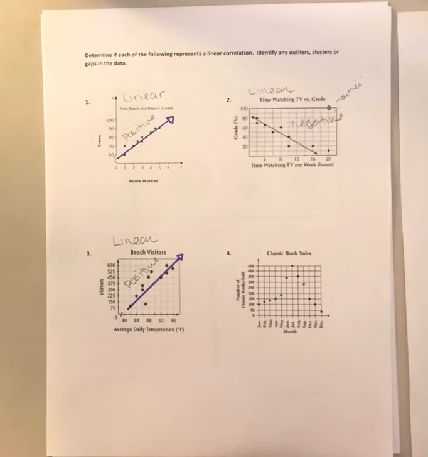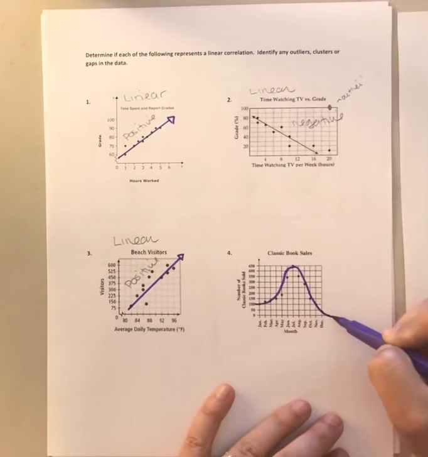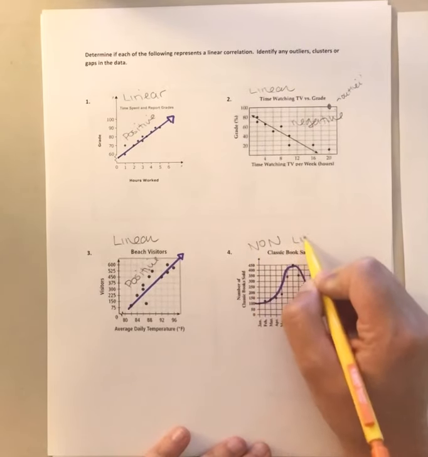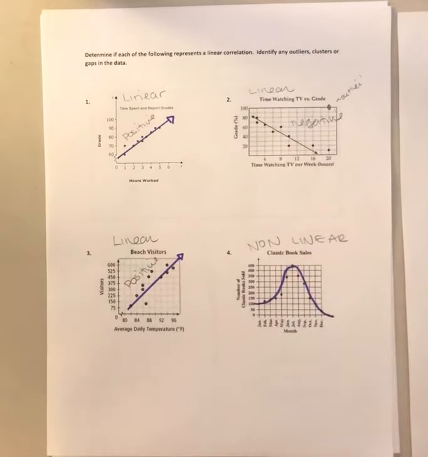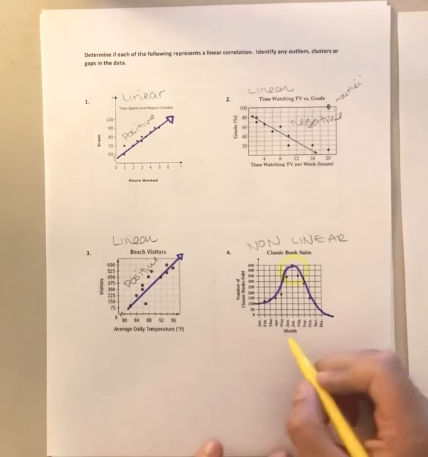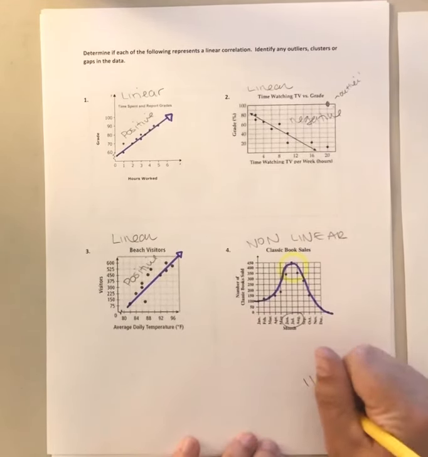Finally, number 4, I definitely see a trend, right? It's doing this, but then it goes back down. So this is definitely not linear. And even though I don't really think there's any outliers, we probably should notice this interesting little bump right here. This happens during summer months, so maybe people are buying books to go on vacation. Either way, it's not linear. We don't really have any outliers. There's not really any clusters, but there is still a trend. That's it.